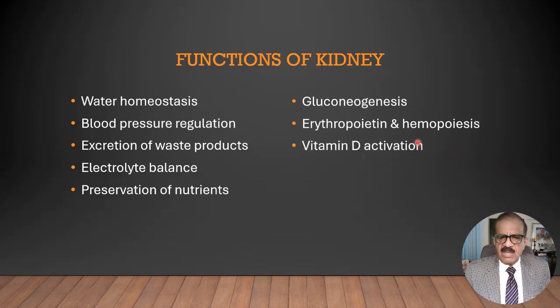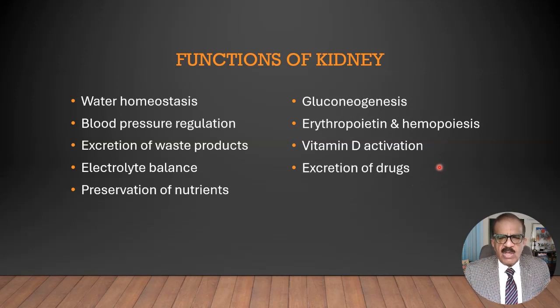Vitamin D activation. The vitamin D, whatever we ingest in the form of food or supplements, or whatever vitamin D is made in our skin, is not active. It has to pass through two steps of activation, and the first one is in the liver, the second one is in the kidney. So this process is also very important. That is why people with kidney disease tend to develop bone disease, because vitamin D is not activated.